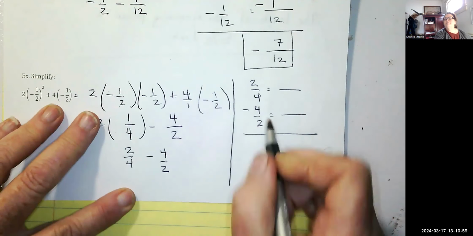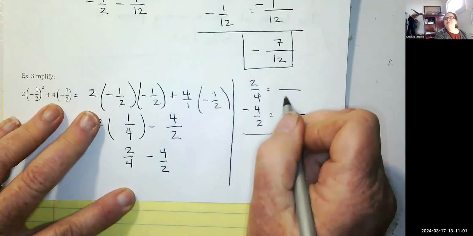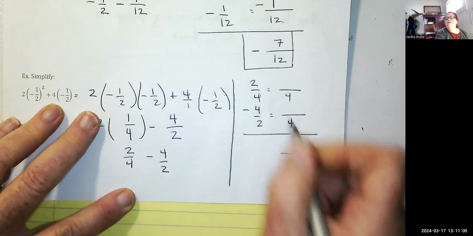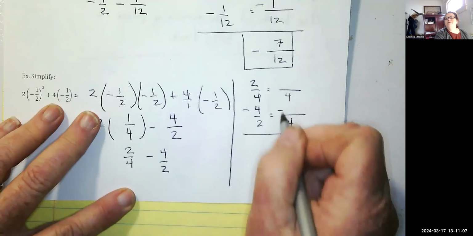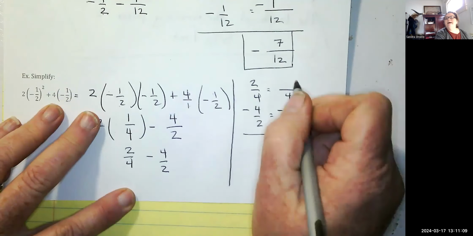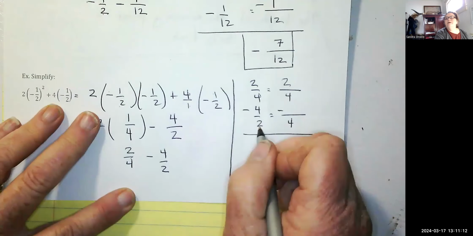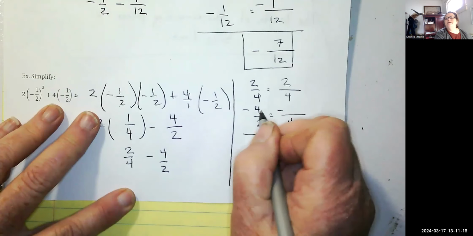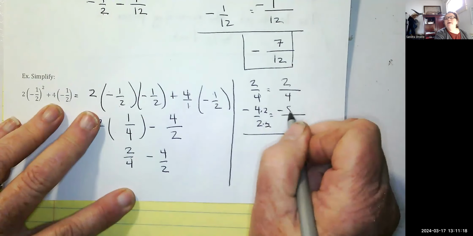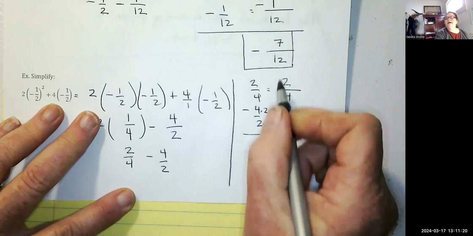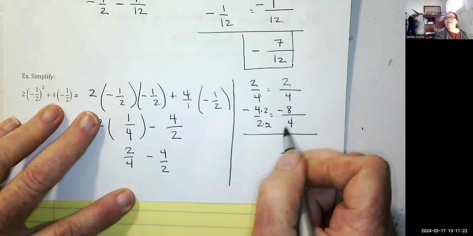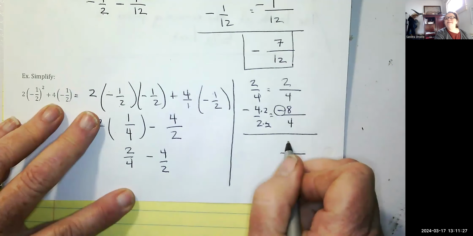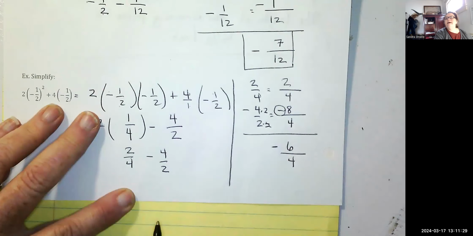Our common denominator between 4 and 2 is going to be 4. And so all of them are 4. I'm going to keep the sign for this one. So this is the exact same. 2/4 is 2/4. 2 times 2 is 4. So -4 times 2 is -8. All right, the signs are different, so we have to subtract and take the sign of the larger number. So 8 minus 2 is 6, and we're going to need that negative sign.